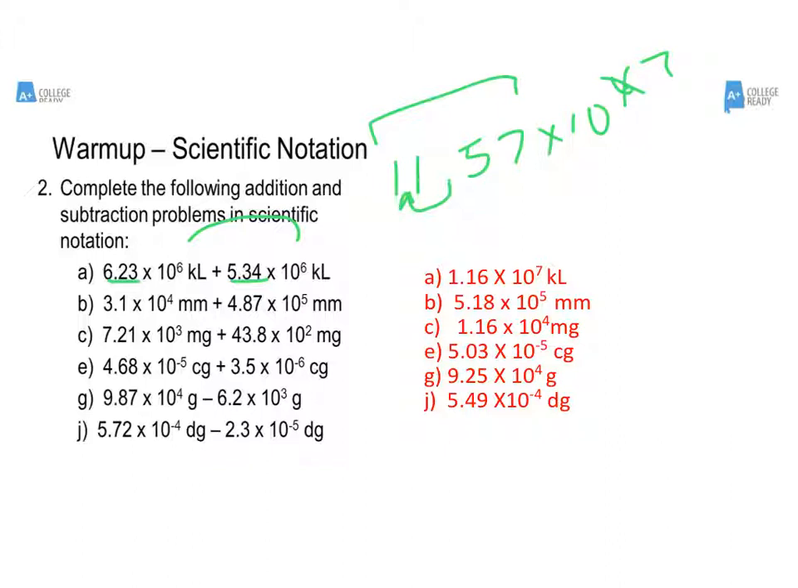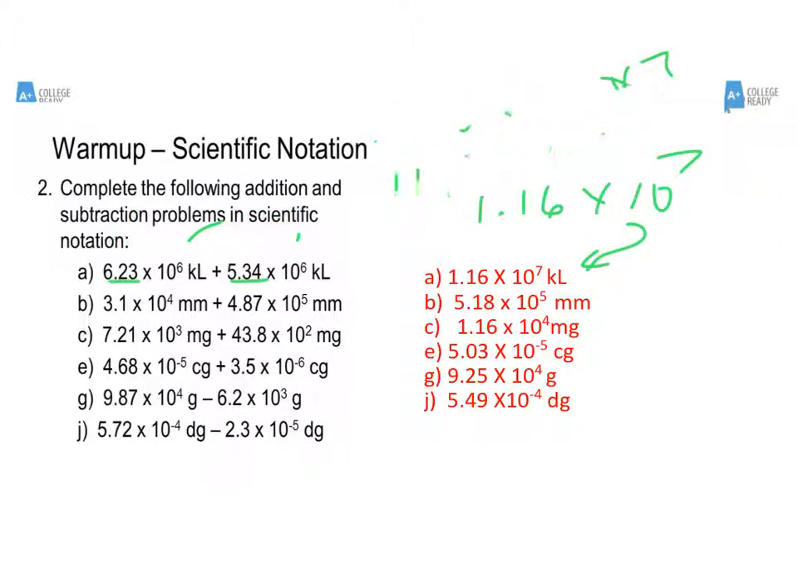I need to report out to the proper sig figs. I'm adding, so I have 2 places past the decimal in both of my measurements. I'm going to use the 7 to round the 5 up, so I'll report out to 1.16 times 10 to the 7th, and that is my answer. Let's do the next one.